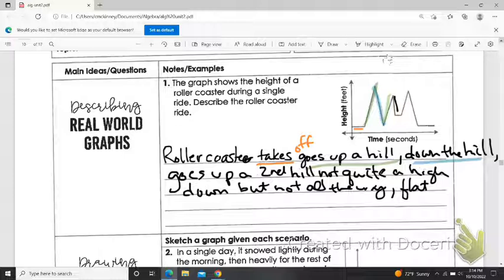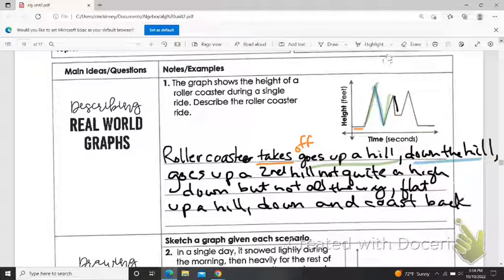And then up a hill, down, and probably coast back to the station, right? Coast back. You've got that flat part. It's going to let you off and somebody else on.